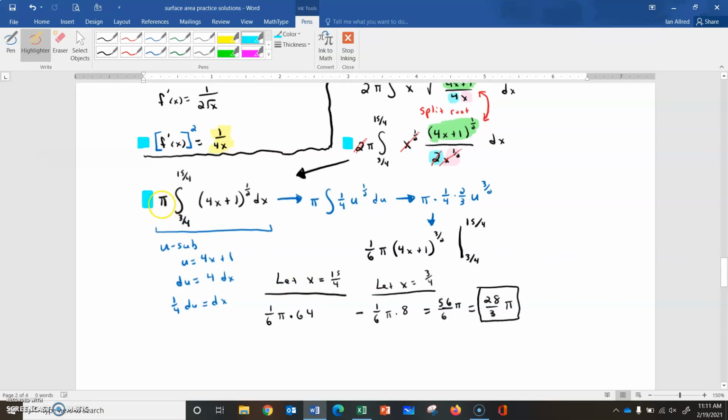That gives me something much simpler to work with. I now have pi times the integral from 3/4 to 15/4 of the quantity 4x plus 1 to the 1/2, dx. And I've got to integrate that, so I'm going to use a u substitution with u being 4x plus 1. After I complete the integration and plug x back in, I have 1/6 pi times the quantity 4x plus 1 to the 3/2, evaluated from a of 3/4 to b of 15/4. So I'll plug in the 15/4, plug in the 3/4, get some answers and subtract them. In the end, I get 28 pi over 3.